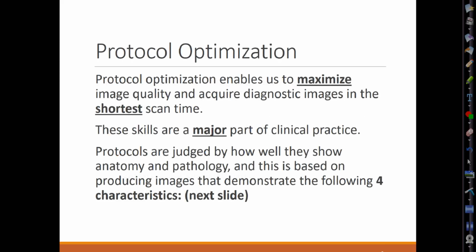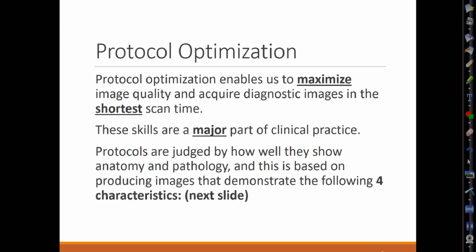All right, let's move on. All right, so it is our duty to optimize the protocols. And protocol optimization enables us to maximize image quality and acquire those diagnostic images that the radiologists love in the shortest scan time. So I've changed up the slides a little. That's a lot.